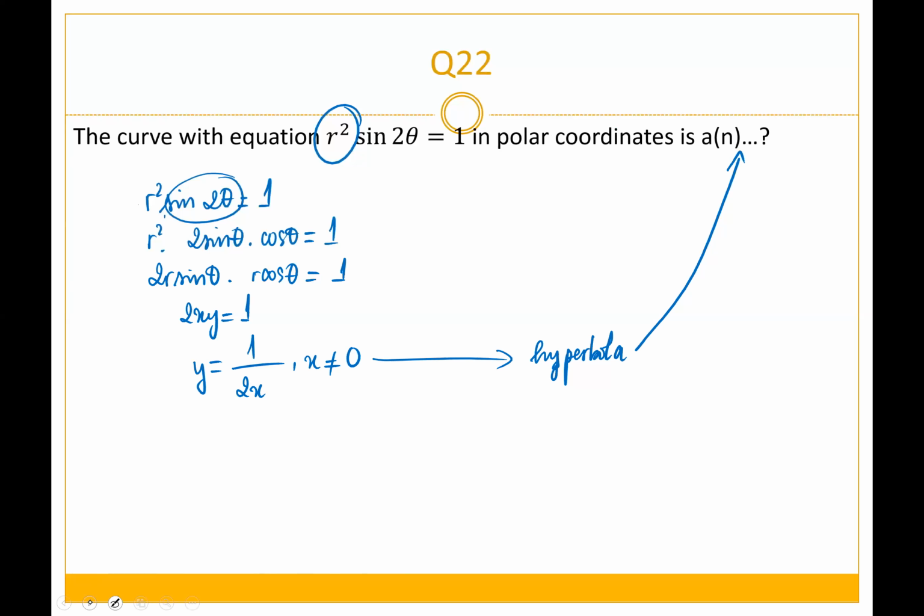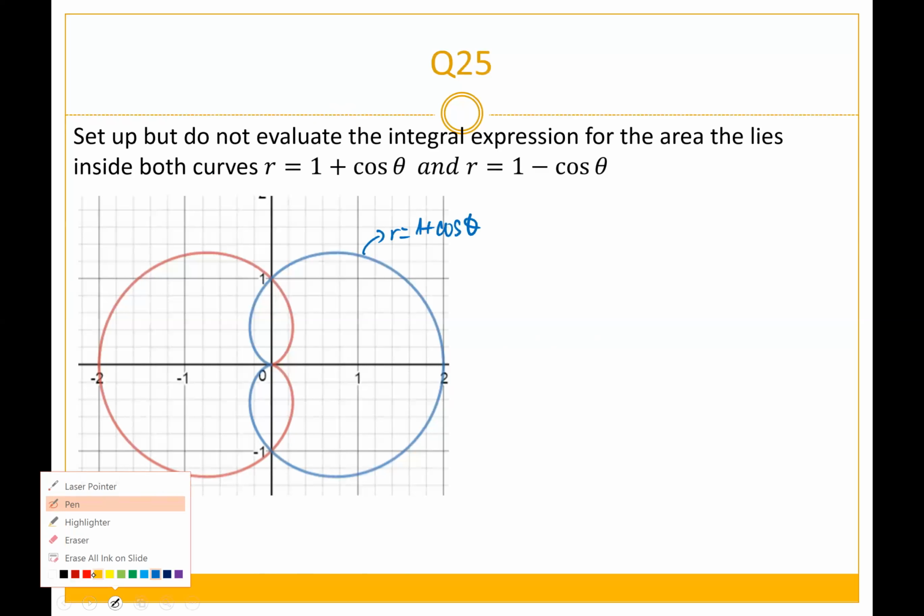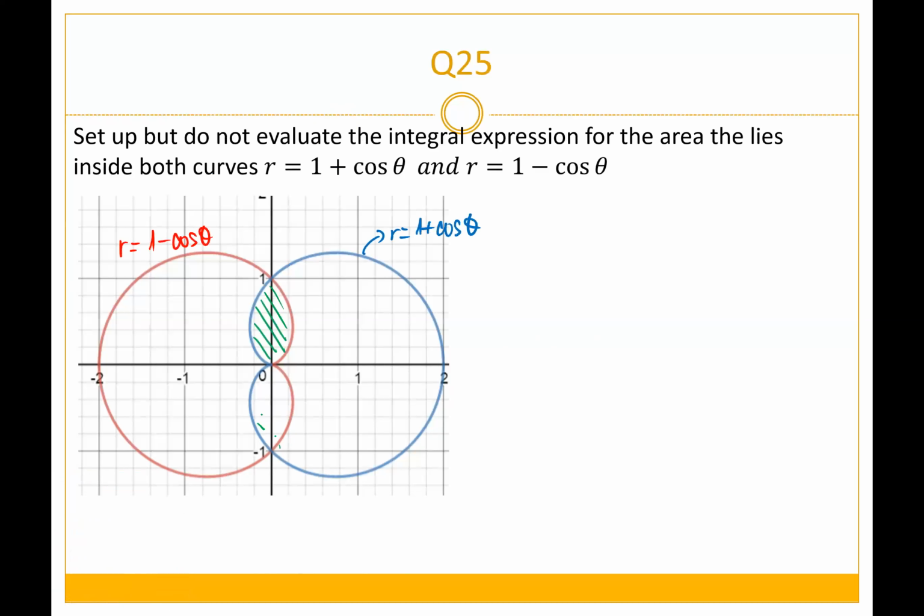Now, let's go to the last question that we have in this exam review. Set up but do not evaluate the integral expression for the area that lies inside both curves. r equal 1 plus cosine theta, which is going to be this one, and the one on the left, which is going to be r equal 1 minus cosine theta. And so the area that lies inside both curves is going to be this area and this area. There are multiple ways that you can find it.